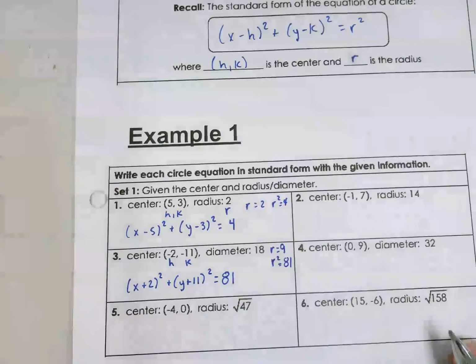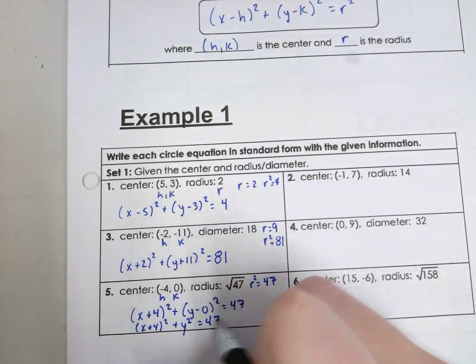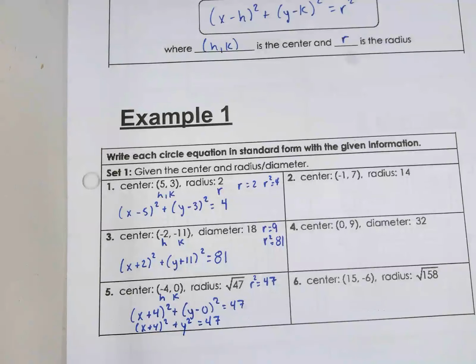And if you had a problem where you had a square root as the radius, if you squared the square root of 47, that r squared would just be 47. Square root of 47 times square root of 47 is 47. Fill in your h and k, so that would be x minus a negative 4, so plus 4 squared, plus y minus 0 squared is equal to 47. Some people like to write it like this. I'm okay with either way, but you could simplify a little bit there since you don't have a k value, it being 0.